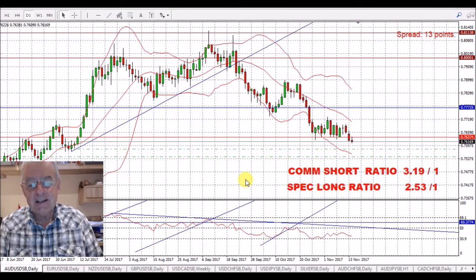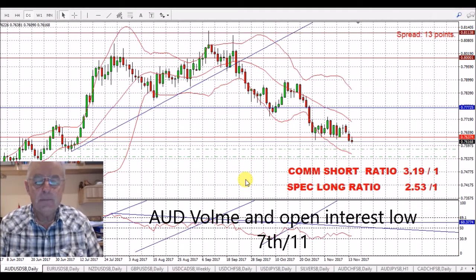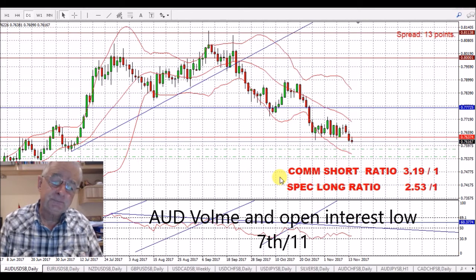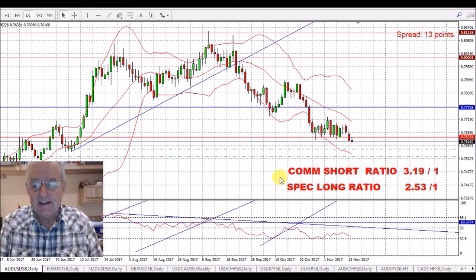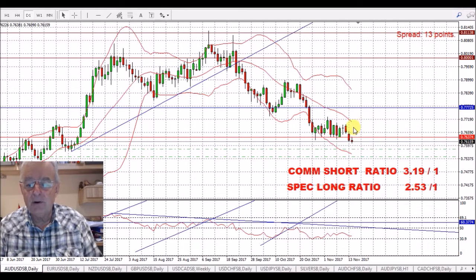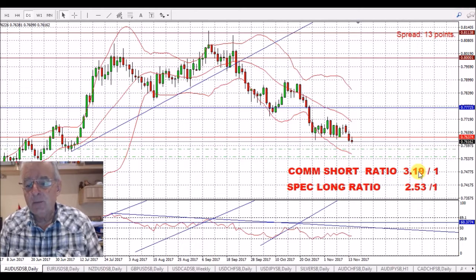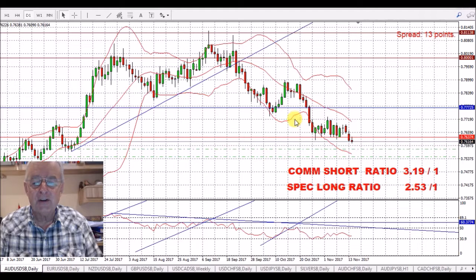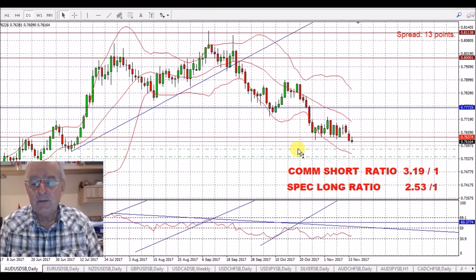I've updated the pairs with the new ratios from the Commitment of Traders, which very sadly is from last Tuesday, so it's a little bit out of date. I've taken 2 trades off my AUD USD. The ratio has lowered. It's gone to 3.19 to 1. And I preferred it better on a cross, so I thought the crosses looked better.